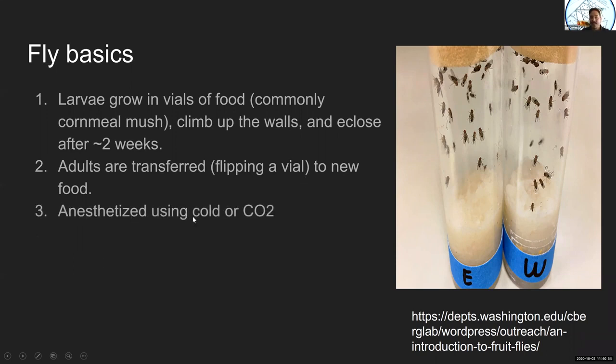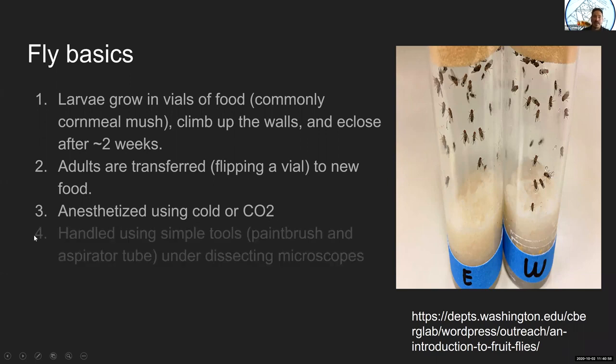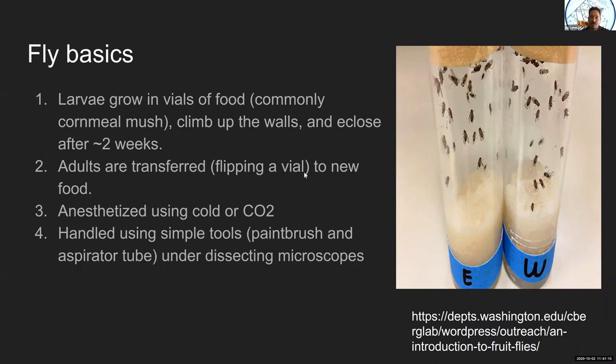and you can anesthetize them with cold or CO2, and that allows you to sort them under the microscope, males, females, different offspring, using a simple paintbrush or a little pooter tube that can allow you to pick them up and place them in the different vials.